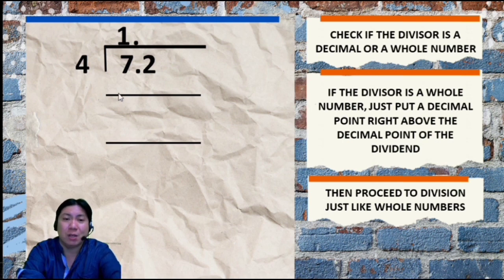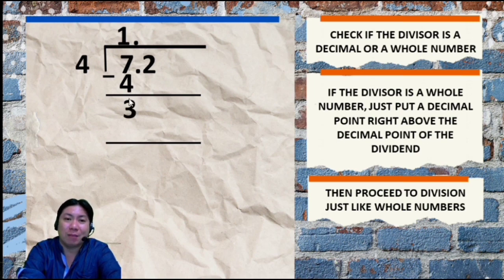Tapos na tayo sa division. Susunod natin yung M, multiplication. 1 times 4 is how many? Yes, 1 times 4 is 4. Tapos na tayo sa multiplication. Now that we're done with multiplication, of course, according to the process, what's next? Yes, subtraction. So we're going to subtract 7 minus 4. What is the difference of 7 minus 4?